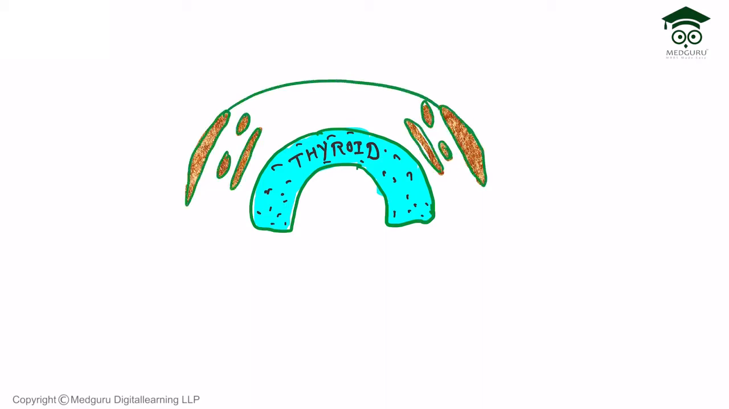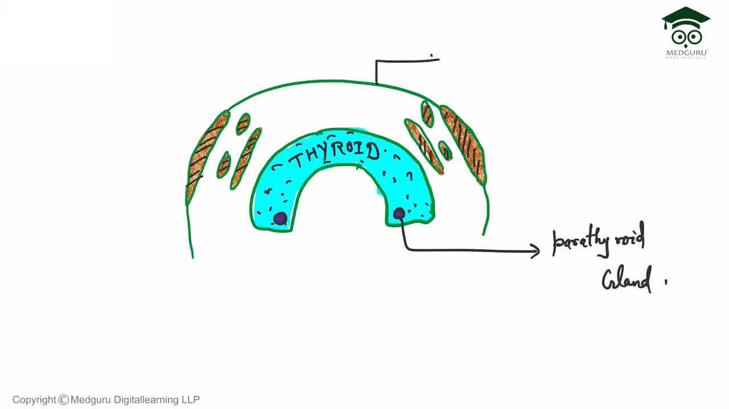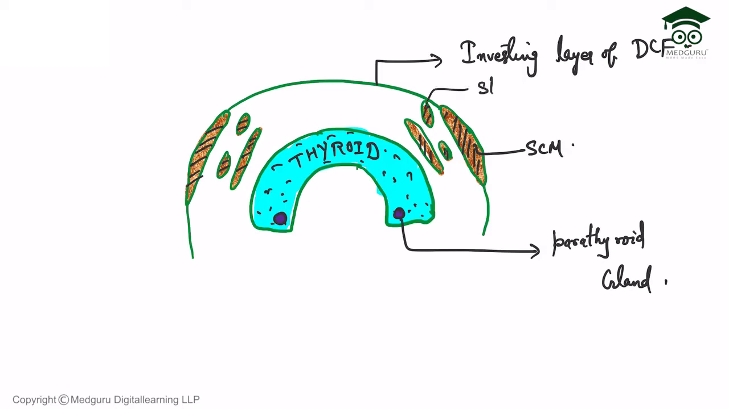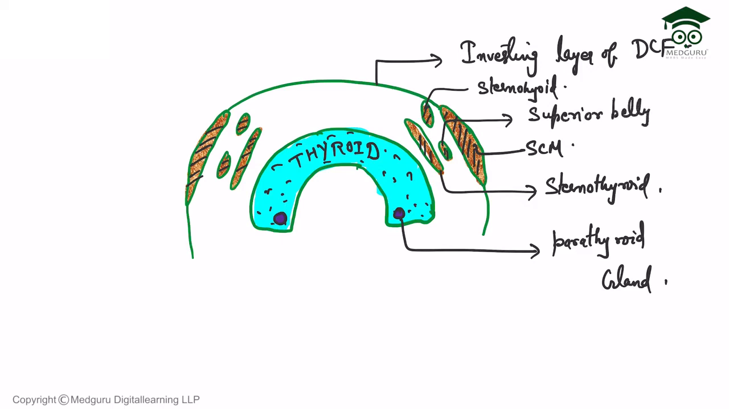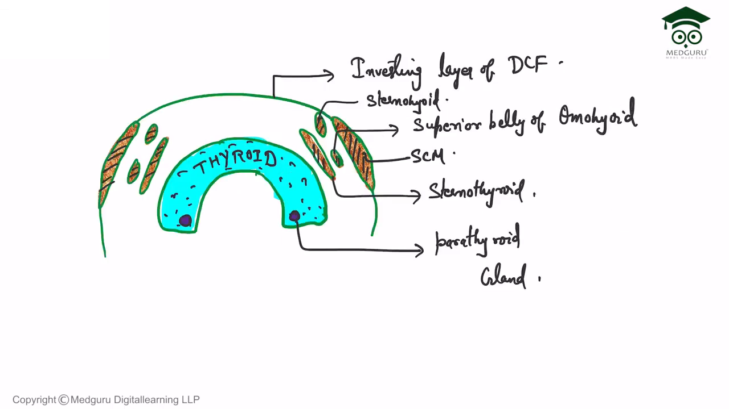Connect the muscles with investing layer of deep cervical fascia. So inside the thyroid gland, another gland is made with purple color, that is the parathyroid gland, and the green color which is connecting the muscles, which I have made in brown color, is the investing layer of deep cervical fascia. Now label all the muscles. Sternocleidomastoid muscle is the outermost. We have sternohyoid and we have sternothyroid muscle along with superior belly of omohyoid. So these are all muscles lying in close relation with the thyroid gland.